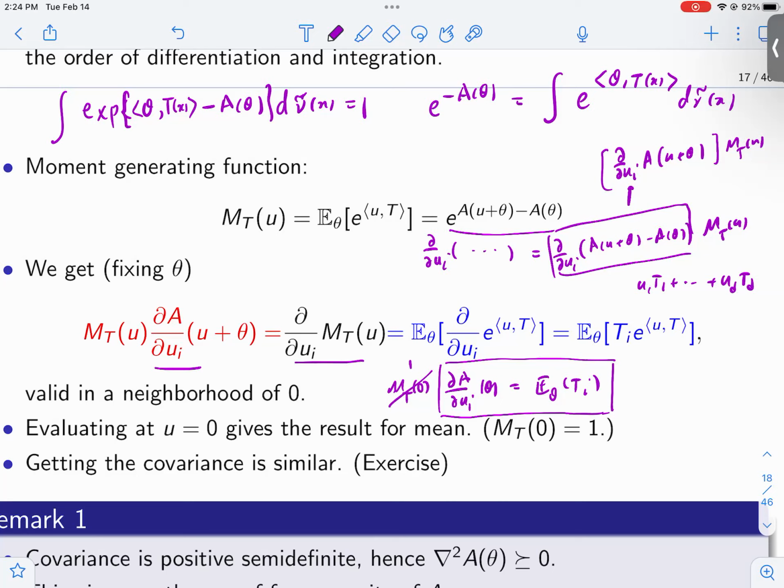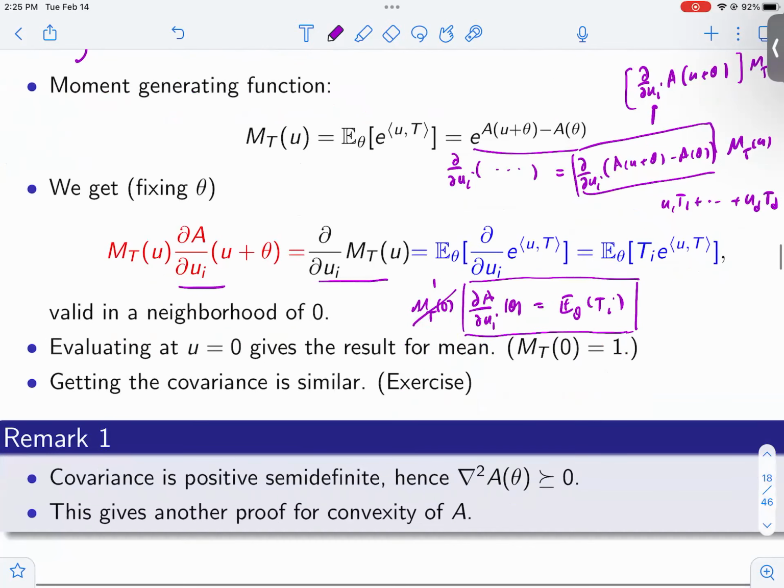But in this case, this also turns out to be just the derivative of A. Once you evaluate at 0, we do the derivative of theta. U_i is just a dummy variable, so it's just taking the derivative with respect to the i-th coordinate of the value of theta. Okay, good.